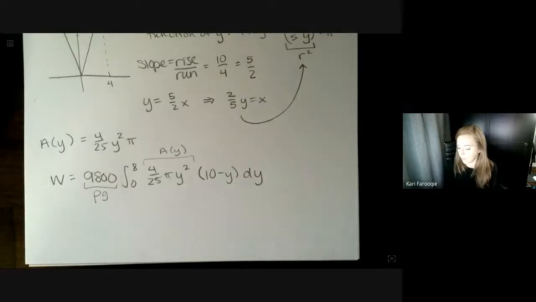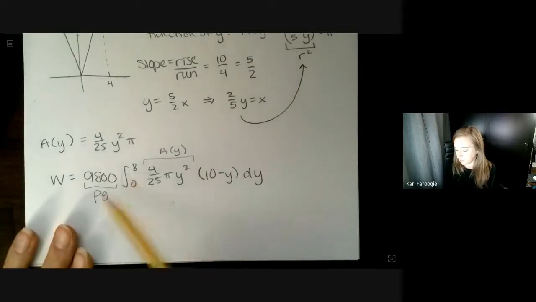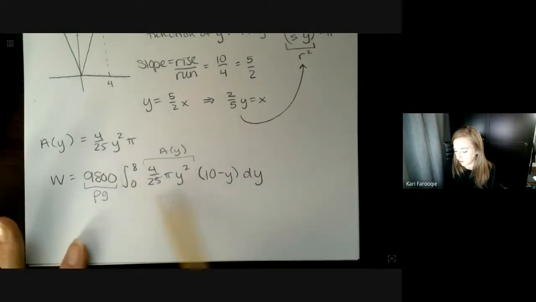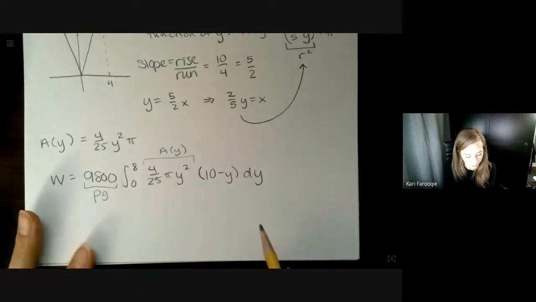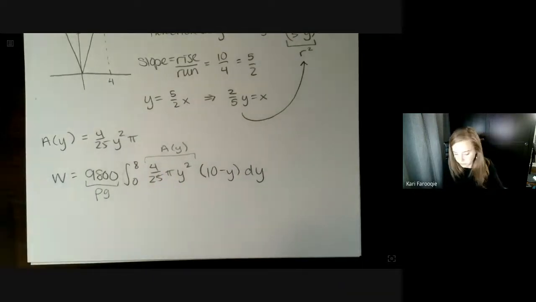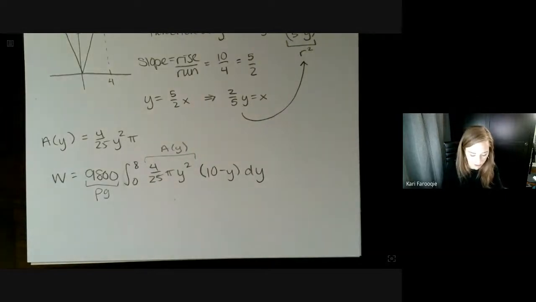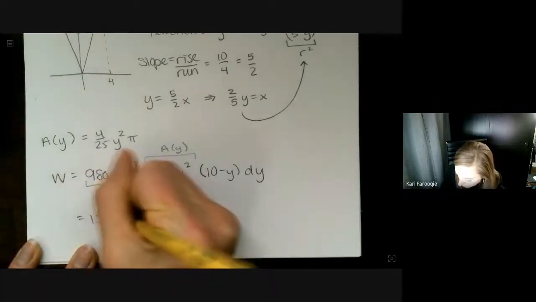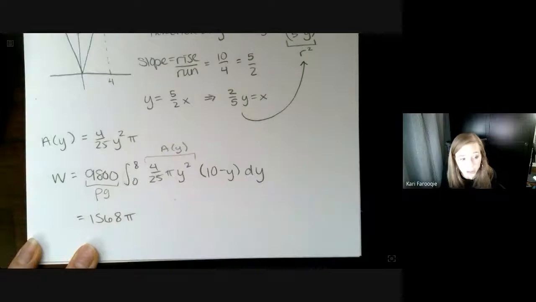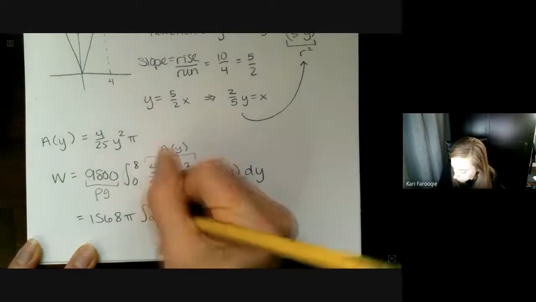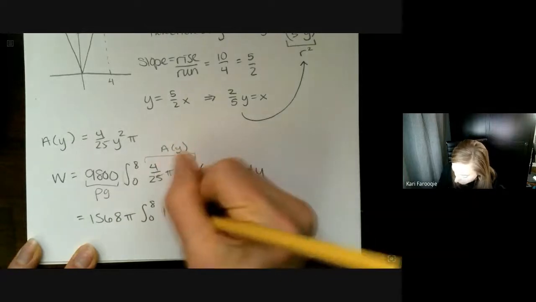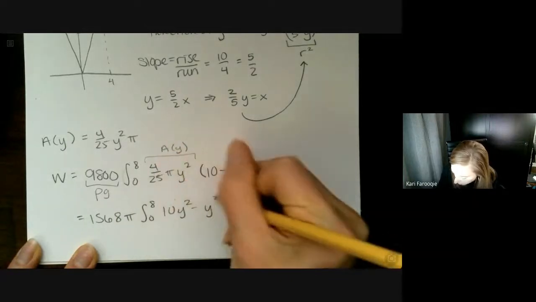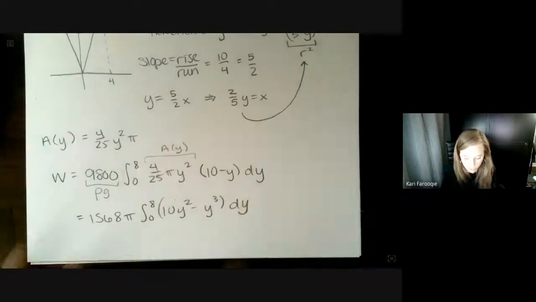Either way, I hope we can see now kind of where all these pieces fit in together. This, like I said, is going to be the hard part. You can pull the 4/25 out. 9,800 times 4/25 is 1568. Pull the pi out. That's what I would do if I were you. And then you'll integrate from 0 to 8 of 10y squared minus y cubed dy.